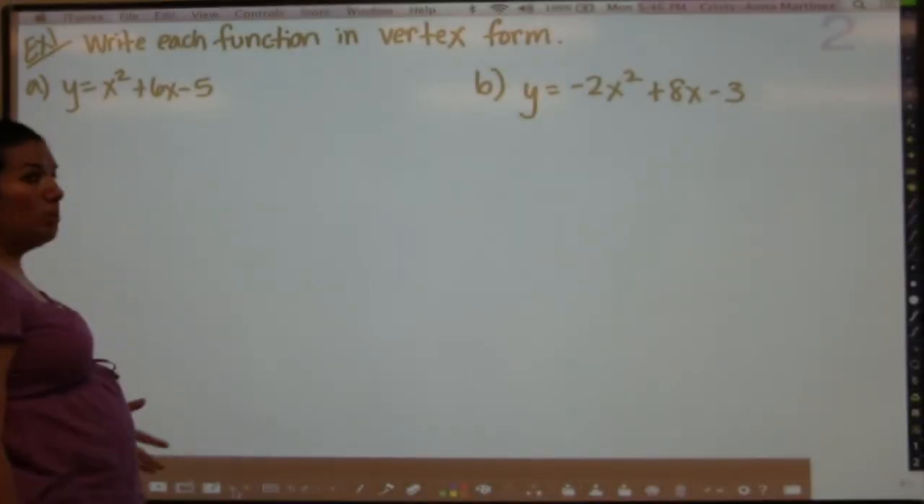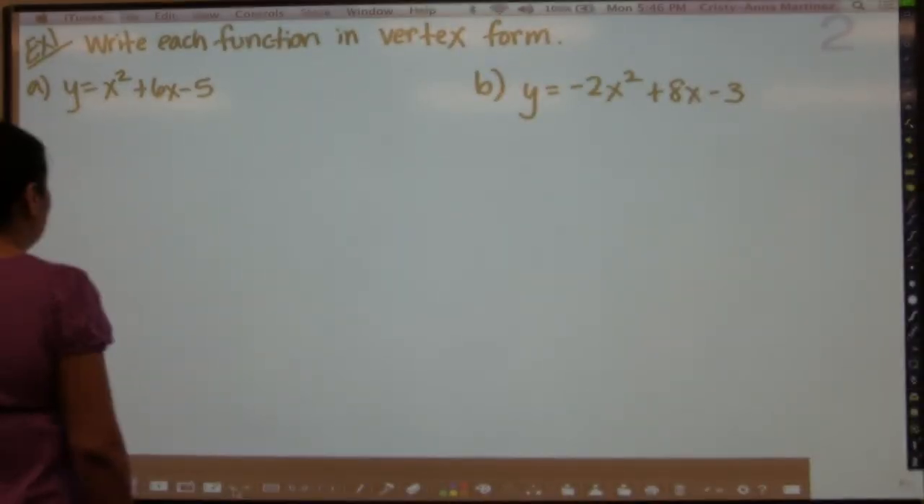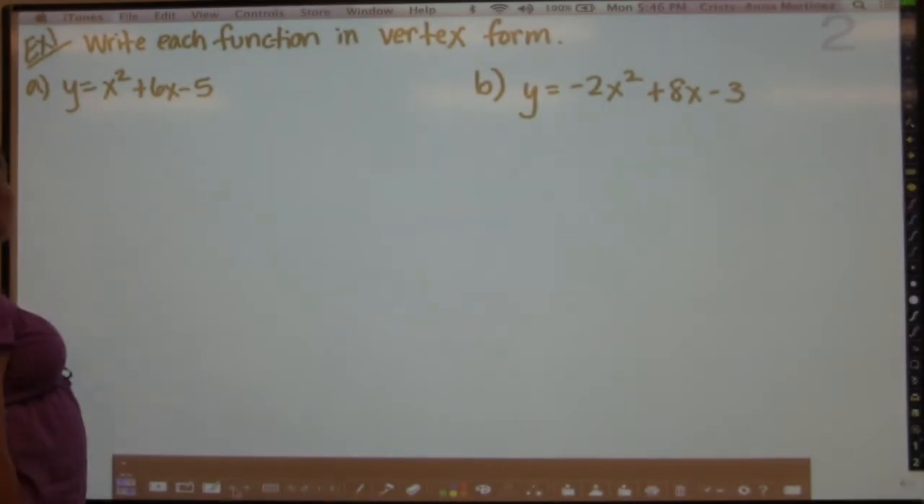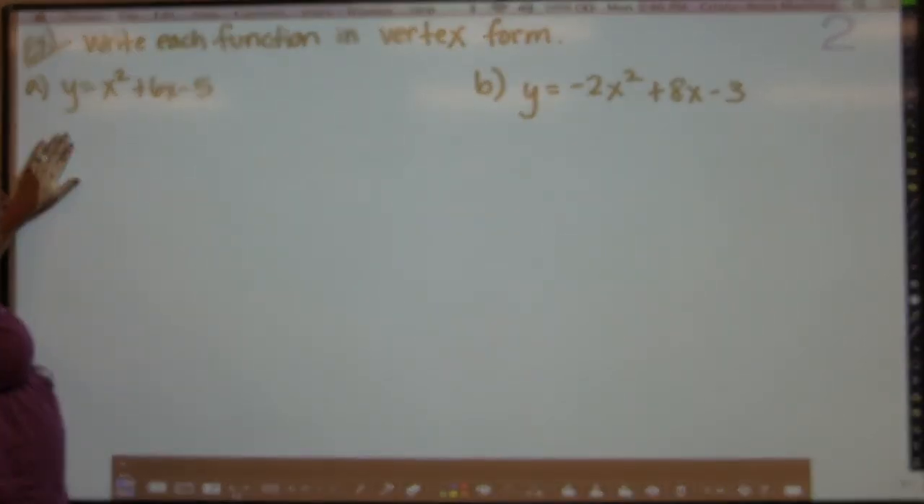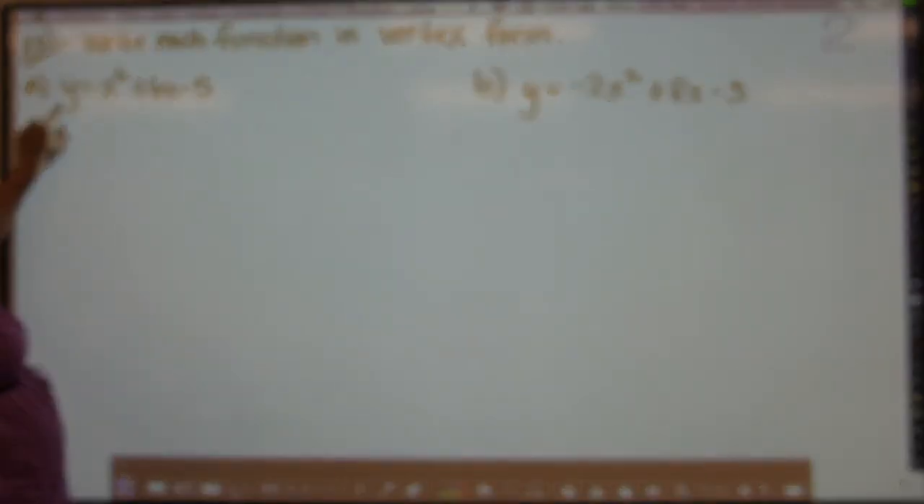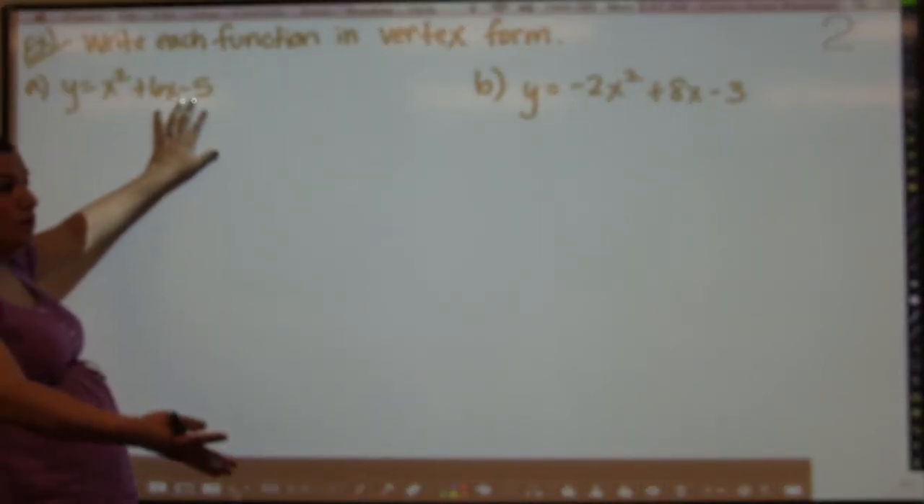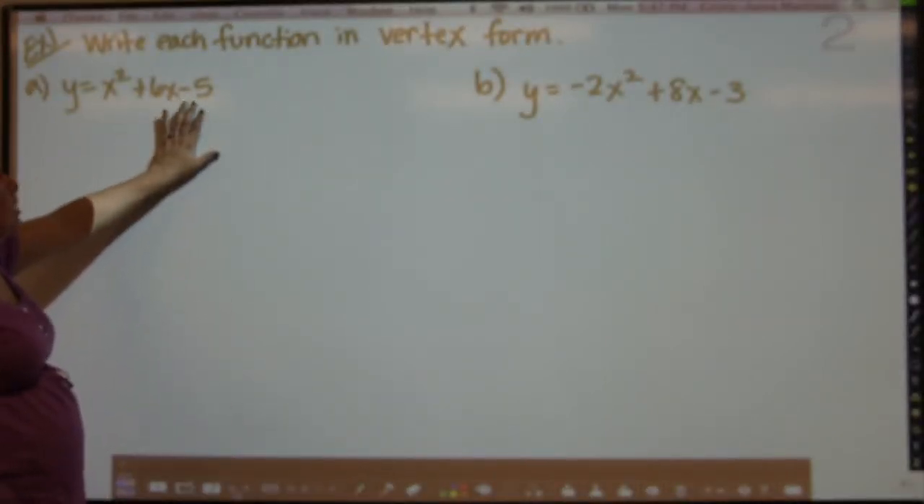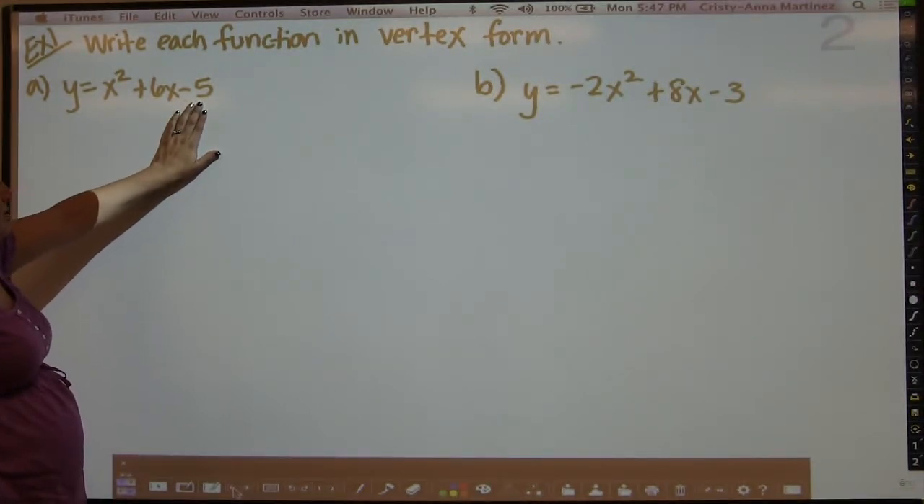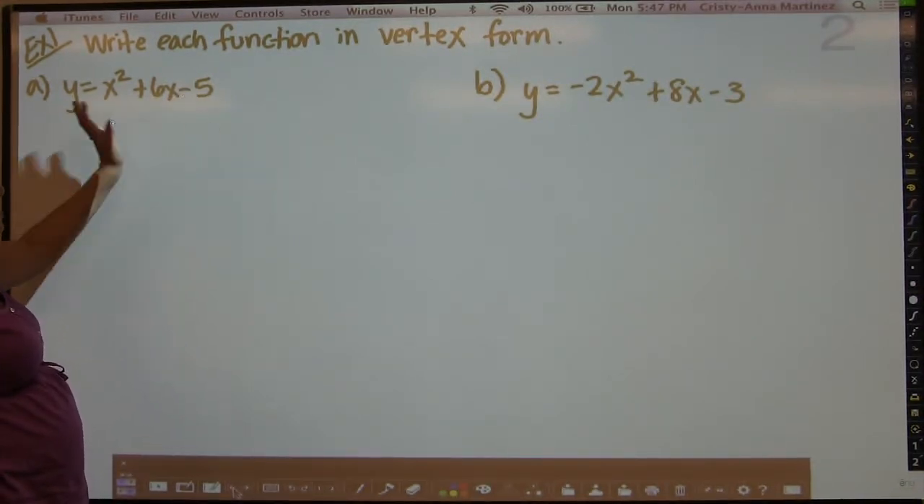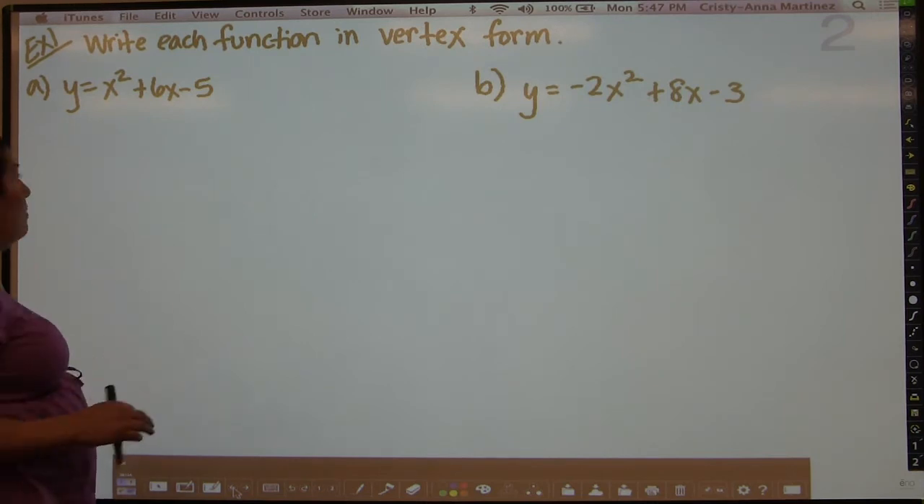If you're really comfortable with completing the square, then go ahead and complete the square. But completing the square in this case is a little different than what we've been doing, because in the past you always had a number on the other side of the equal sign. It was like x squared plus 6x minus 5 equals 0, and now it's not. So you can't add something to both sides. So I'm going to show you how to get around that problem.